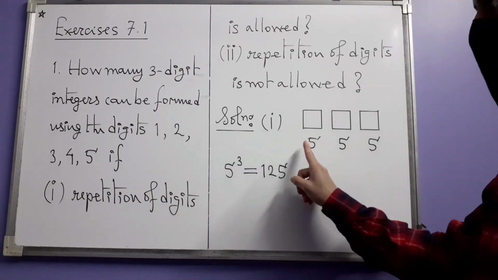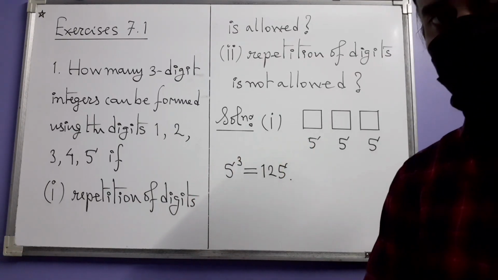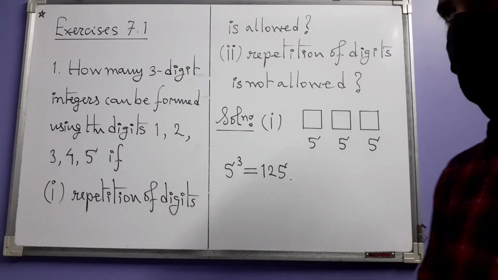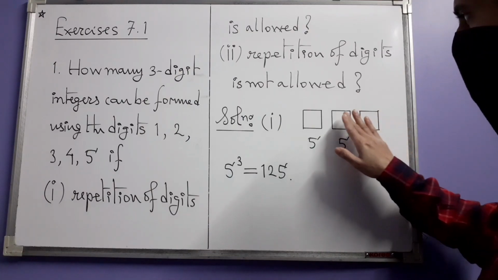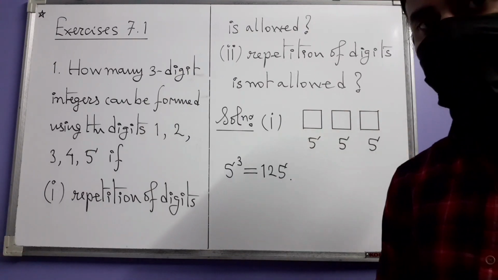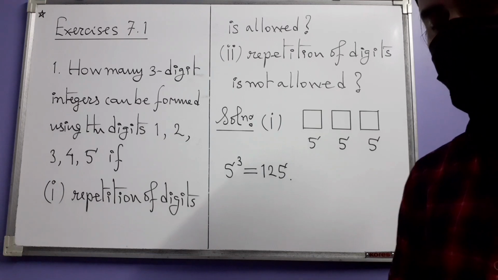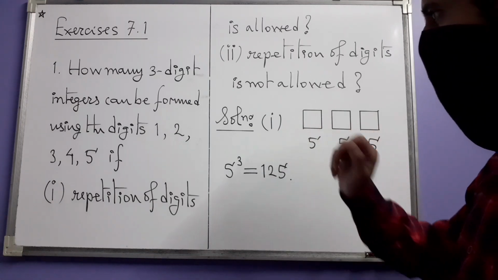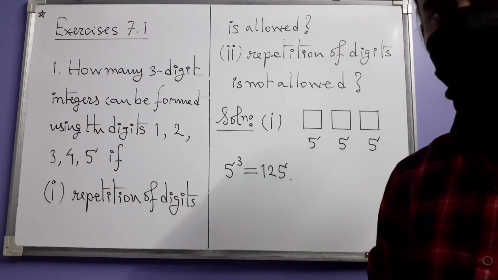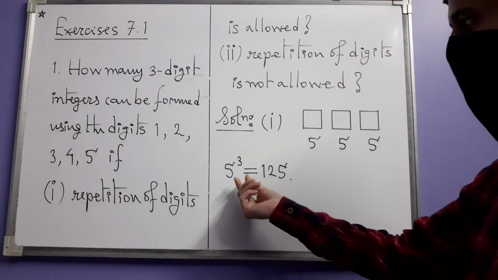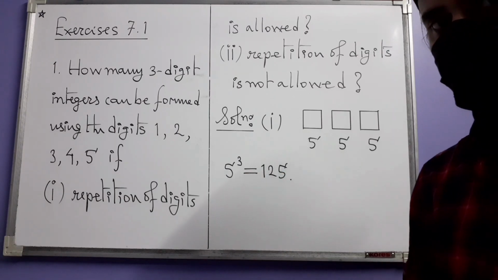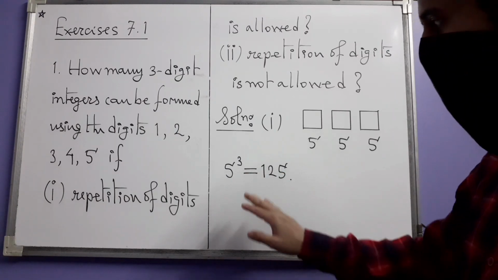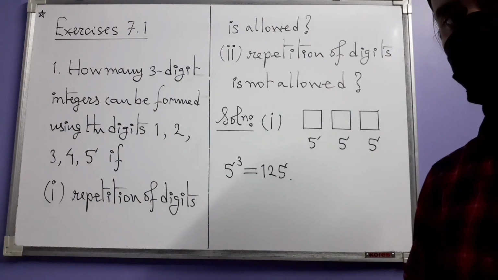Solution, part 1, where repetition of digits is allowed. So a 3-digit number has a units digit, a tens digit and a hundreds digit. Because repetition is allowed, for each of these places there are 5 options, and that's why the total number is 5 times 5 times 5 or 5 cubed, which is 125.